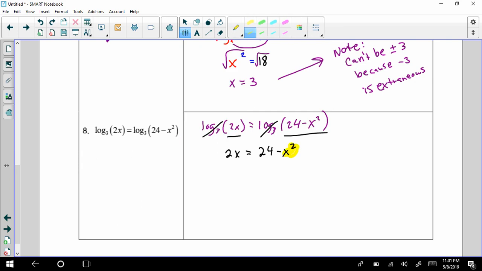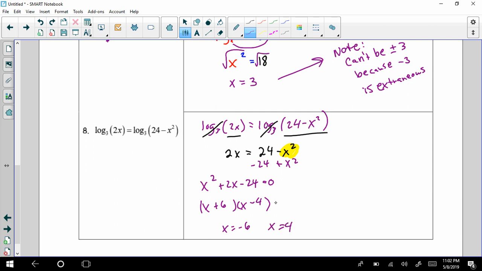Well, this x squared right here means that we're now solving a quadratic. So I'm going to work to get this set to 0. So I'm going to actually add x squared and subtract 24, so that I have x squared plus 2x minus 24 equals 0. And then factor this down. So x plus 6 and minus 4. So x equals negative 6, x equals 4. Again, noting that this one doesn't work. So this is my answer.